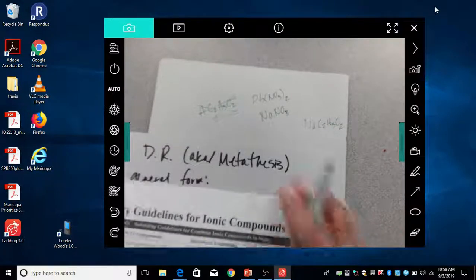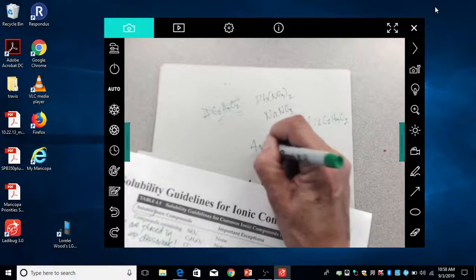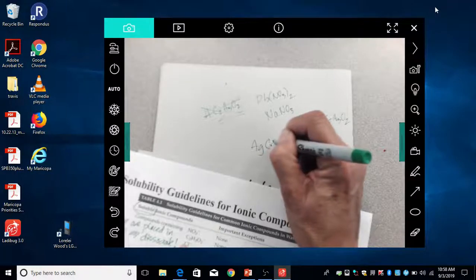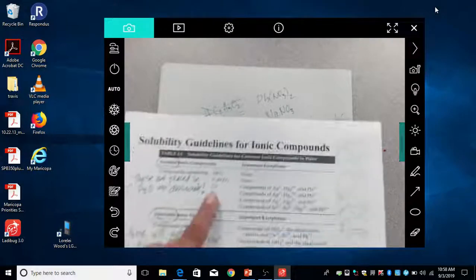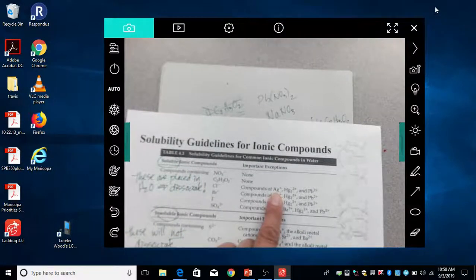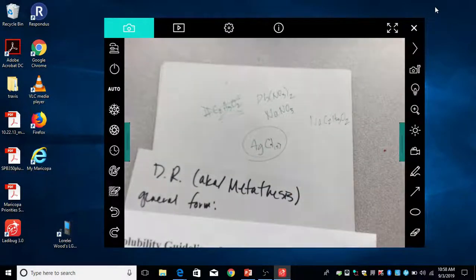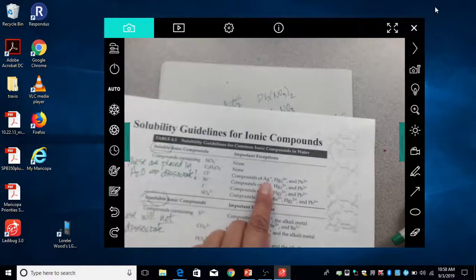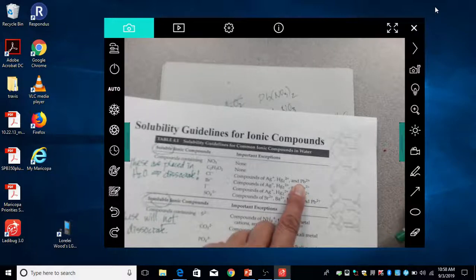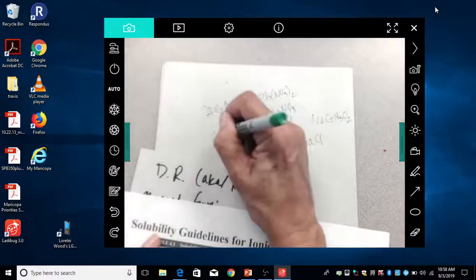So if I have something like silver chloride, AgCl, is that going to be soluble or insoluble? Well, chlorine is generally soluble, but what about when it's hooked to silver? No, so we would say that's a solid. It would not be soluble. How about sodium chloride? Chloride, it's not silver, mercury, or lead. It's sodium, so is that soluble? Yes, it is.